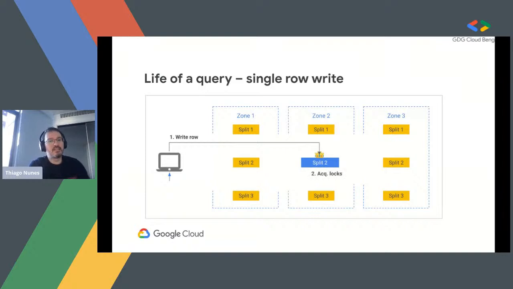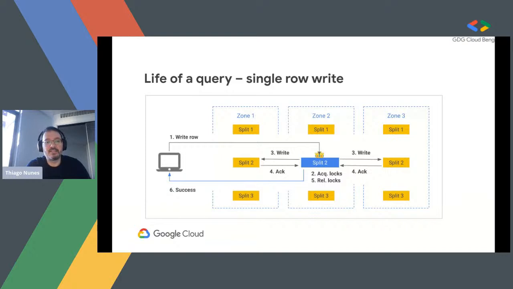The first thing that that span server will do is acquire locks and then ask the other splits in its Paxos group to apply the write. Once it receives an acknowledgement from the majority of the group, including itself, it will consider the write successful. It will release the locks and it will send back a success to the client.